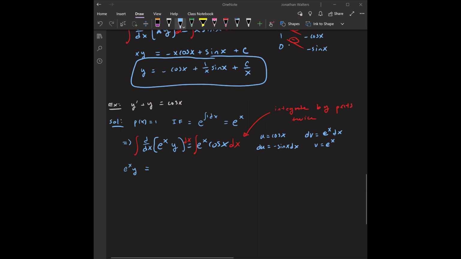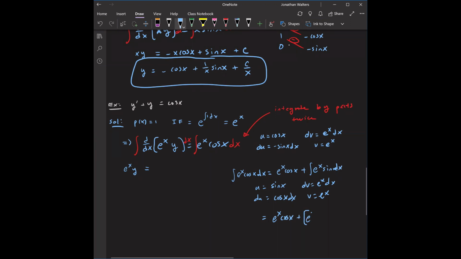So the integral of e to the x cosine x dx equals e to the x cosine, minus, well, it will be plus the integral of e to the x sine x dx. And now I do integration by parts again. So that's u equals sine, dv equals e to the x dx, du equals cosine dx, and v equals e to the x. So it's going to be e to the x cosine x plus e to the x sine x minus the integral of e to the x cosine x dx.